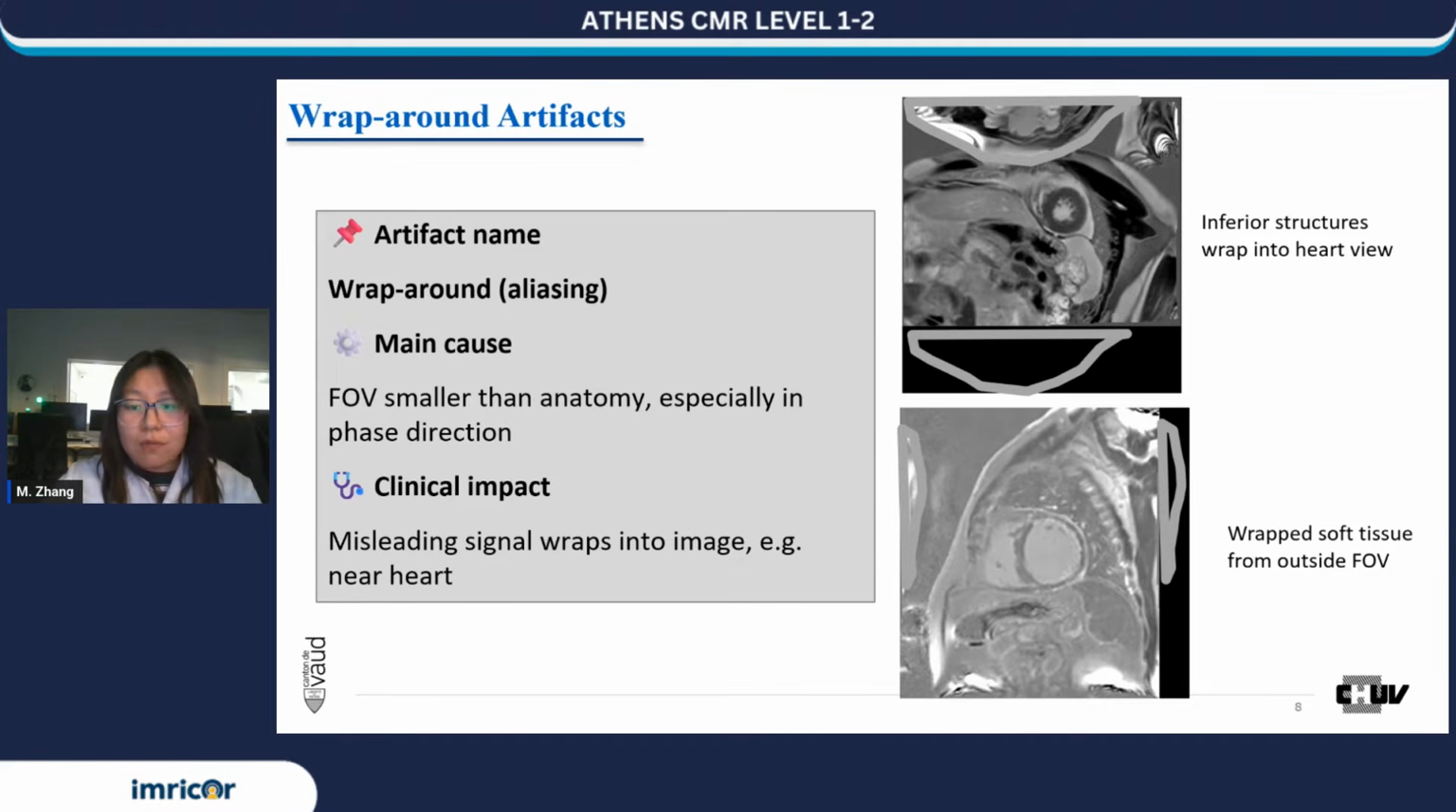It results in signal from inferior anatomy structures, such as the liver or stomach, being folded in. The structure appears only at the top of the image and obscures anatomy there. In the second image, we see the wraparound artifacts on the left and the right edge. This occurs when the field of view in the left-right phase encoding direction is insufficient to cover the whole anatomy, causing signal from outside the imaging region to fold into the image.